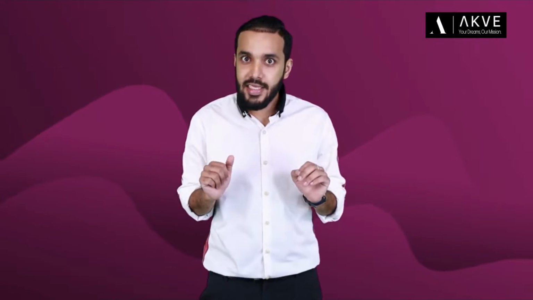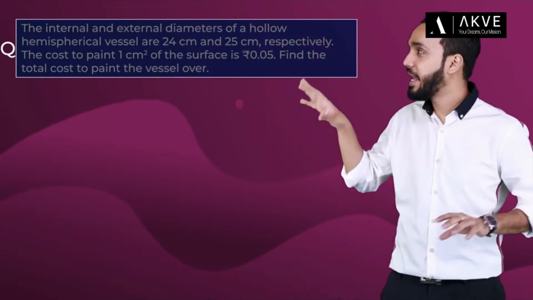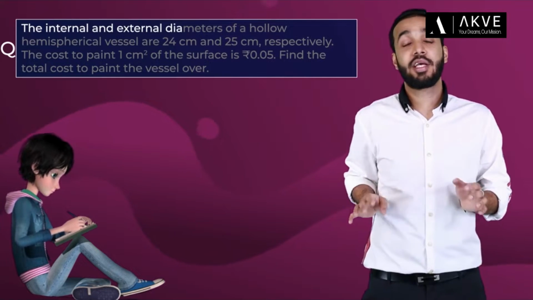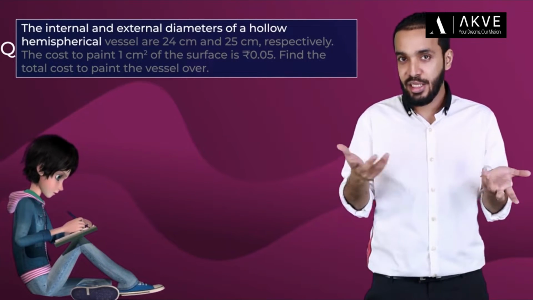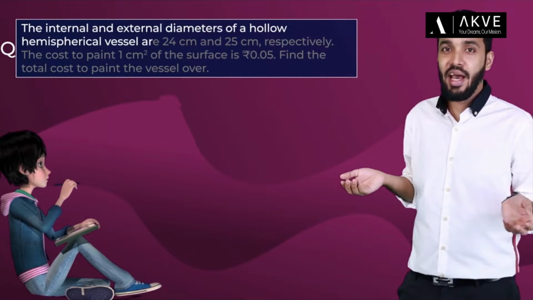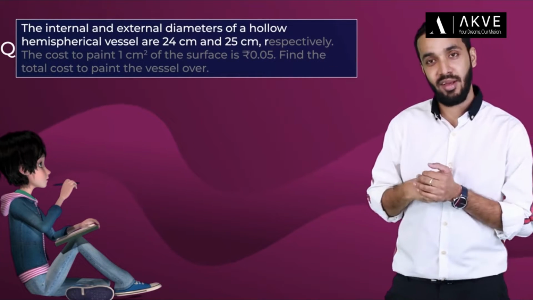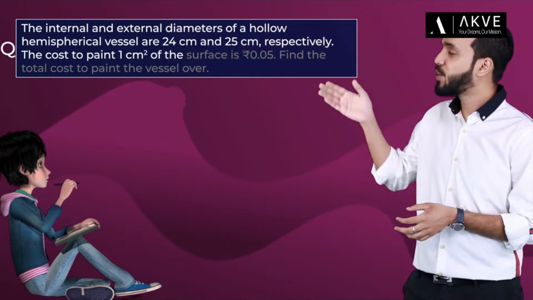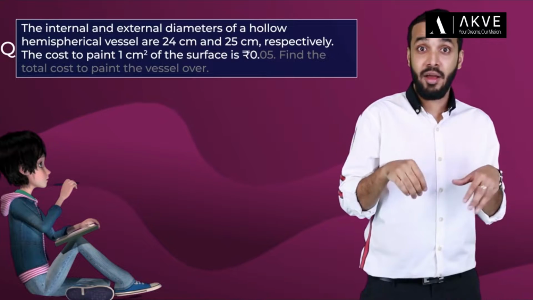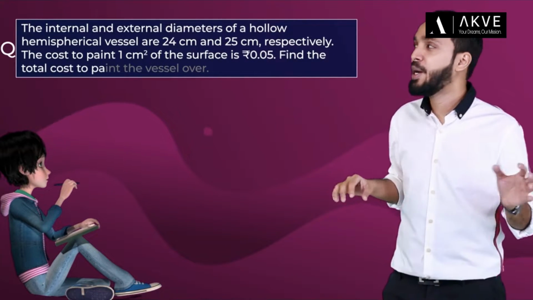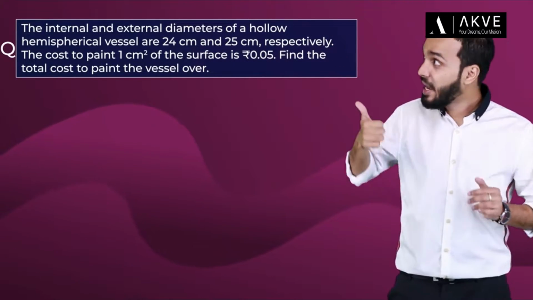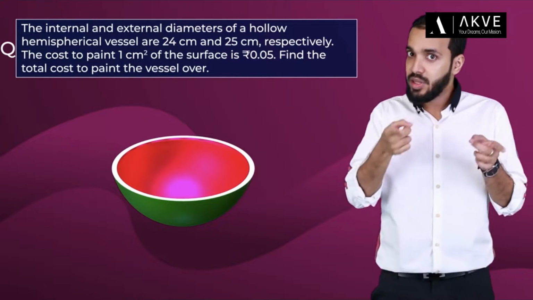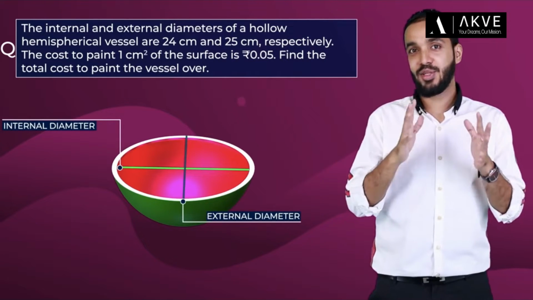Let us now look at something more interesting. Say this one. It states that the internal and external diameters of a hollow hemispherical vessel are 24 centimeters and 25 centimeters respectively. The cost to paint 1 square centimeter of surface is rupees 0.05, and we have to find the total cost to paint the vessel over. Understood the question? It talks about a hollow hemispherical vessel with internal and external diameters, right?